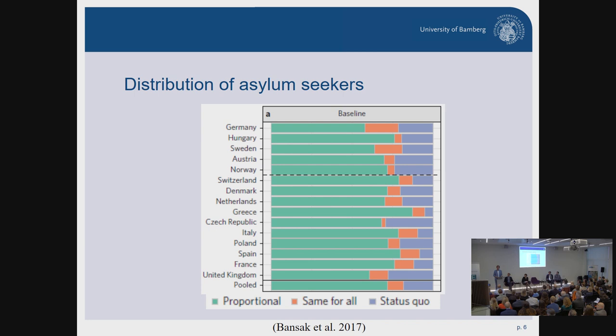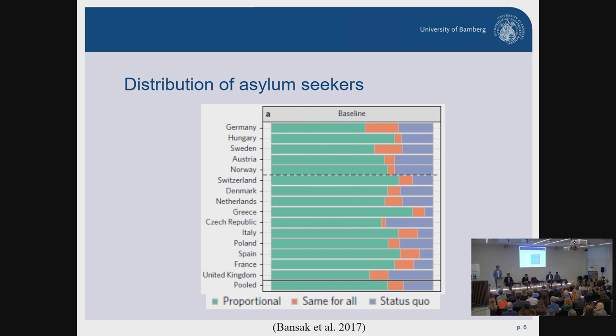I just give you one short example here. In this survey, in all EU countries, people have been asked what kind of principle they prefer to distribute asylum seekers within the EU. Do they prefer the status quo? That's on the right side. That means the rule that it's always the country of entrance that has to deal with asylum seekers. Should we keep that rule, or should we switch to a rule where every member state gets the same amount of asylum seekers? That's the middle category, and almost nobody is in favor of that principle.